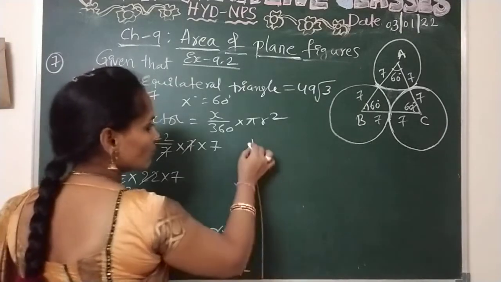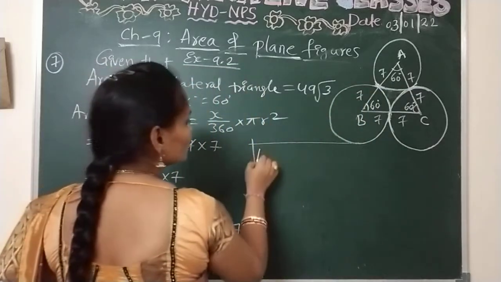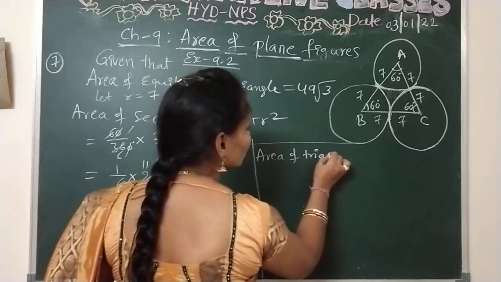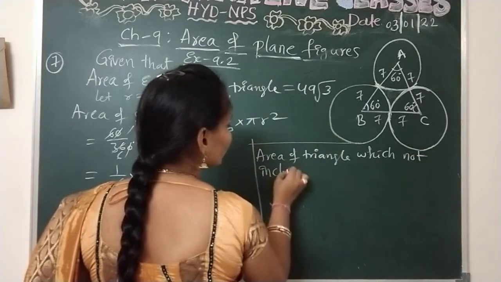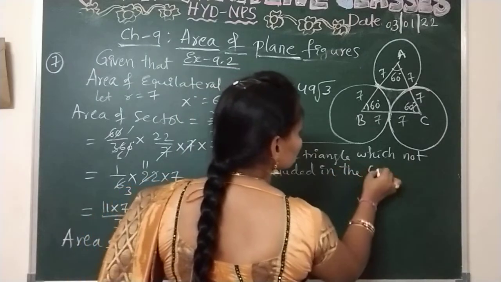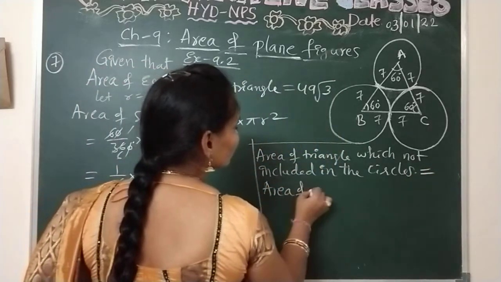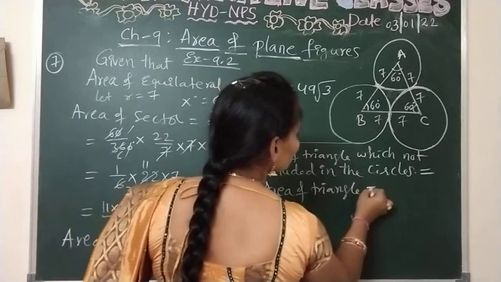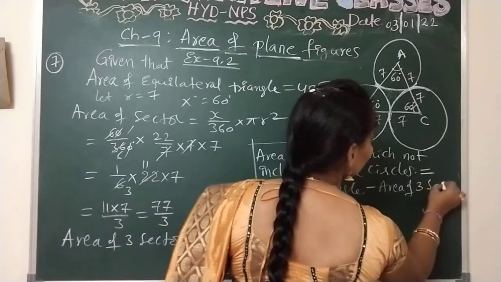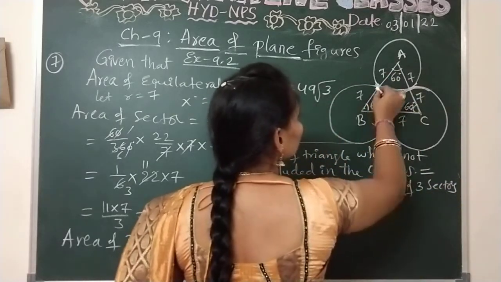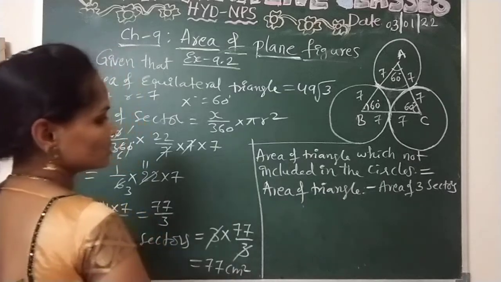Now we want the area of the triangle which is not included in the circles. That is equal to area of triangle minus area of 3 sectors. From the area of the triangle you subtract the area of 3 sectors. So the remaining you will get is the area of the triangle which is not included in the circles.